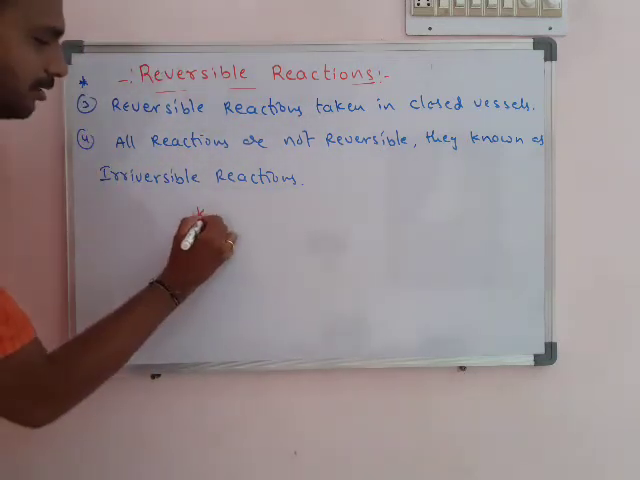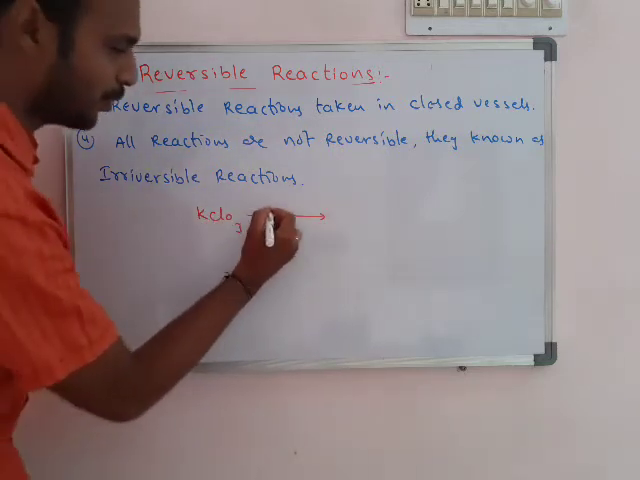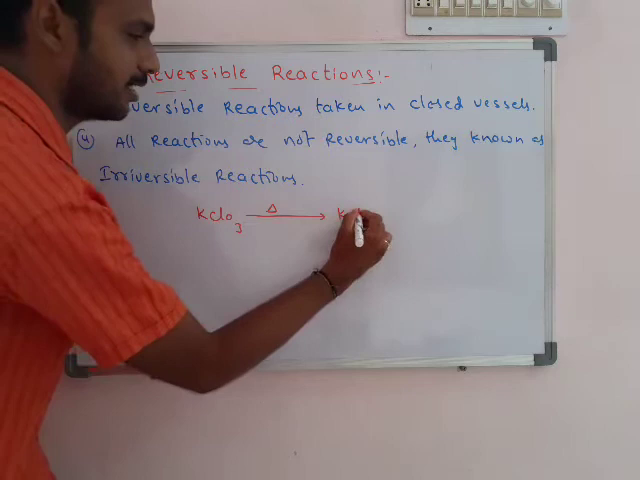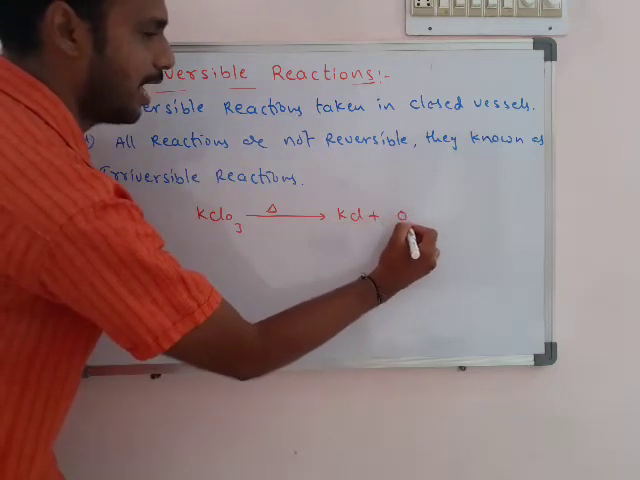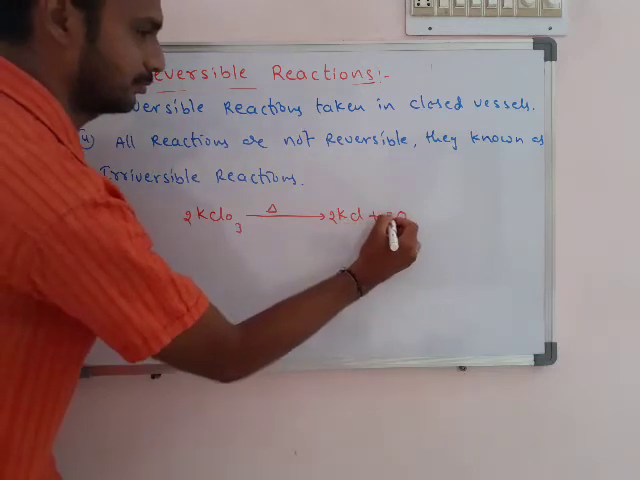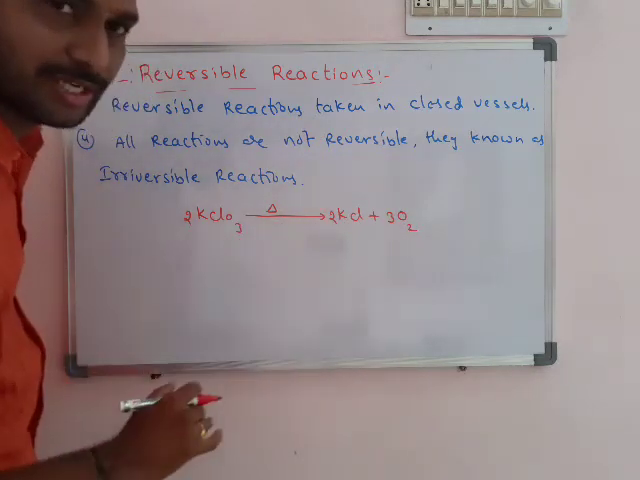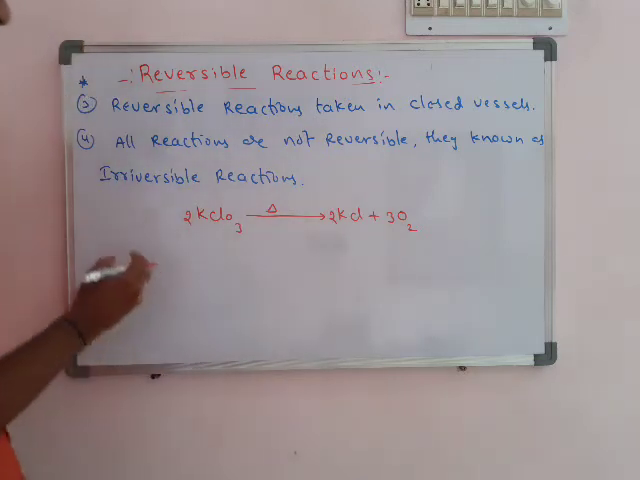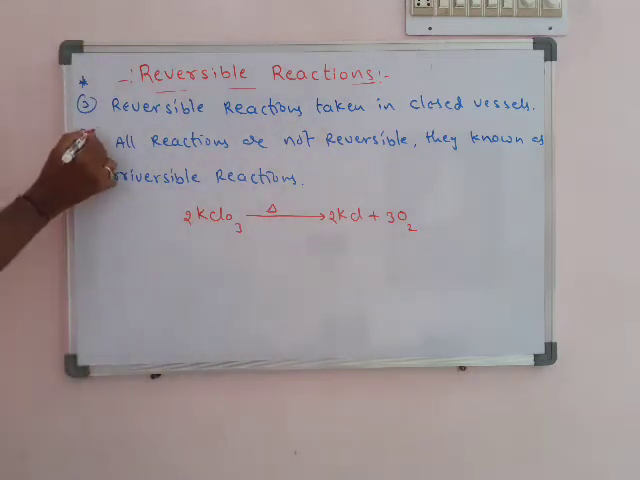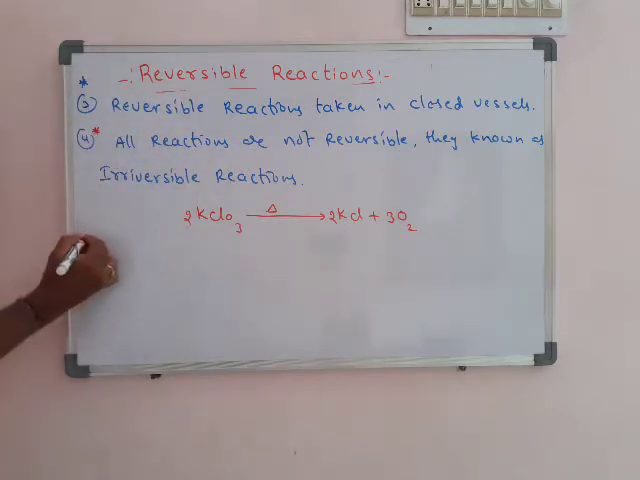We see some irreversible reactions first. For example, potassium chlorate. Potassium chlorate on heating gives potassium chloride and oxygen only. Here, the backward reaction does not take place. Only the forward reaction takes place. I am just giving an example. The main topic is reversible reactions. Now, we see examples of reversible reactions.